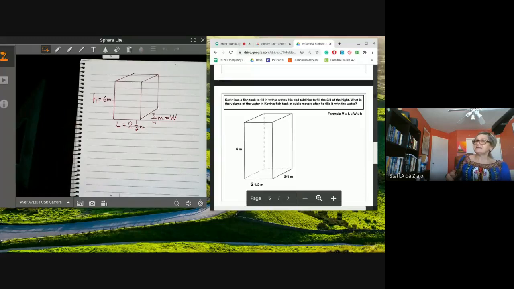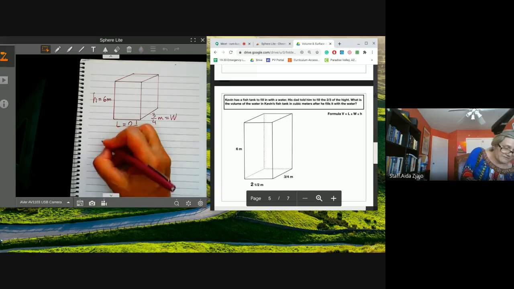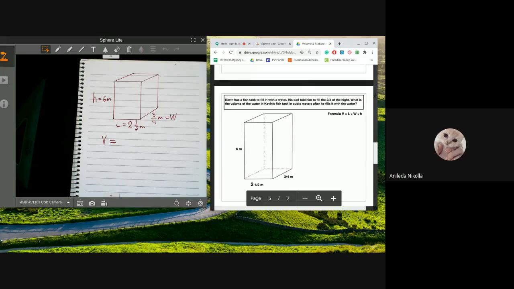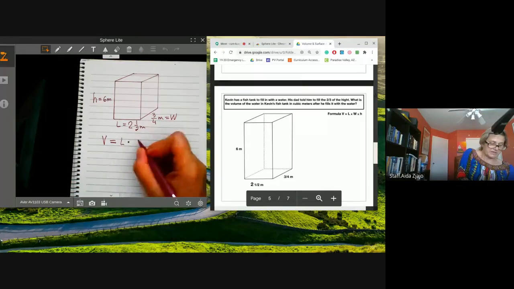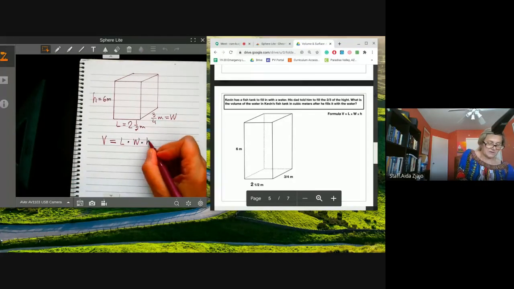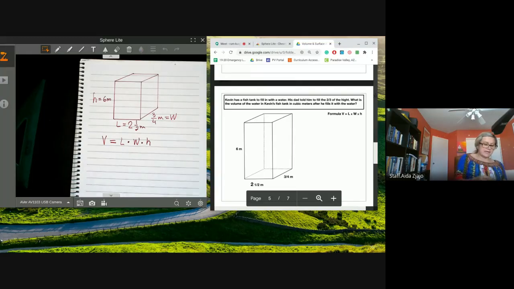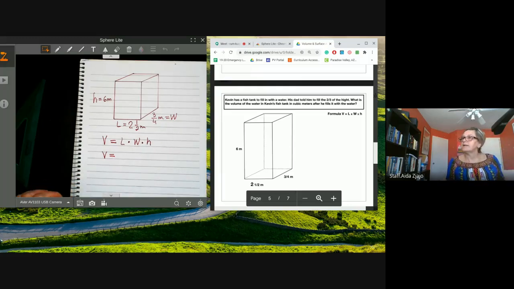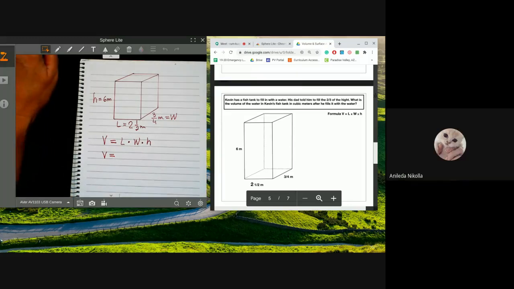The first thing somebody needs to tell me: I'm looking for a volume. So what is the formula for volume? Somebody, go ahead. What is the formula for volume? Anileda, go ahead. Length times width times height. Bravo. And then, what is my next step? Anileda, stay with me. What is my next step?